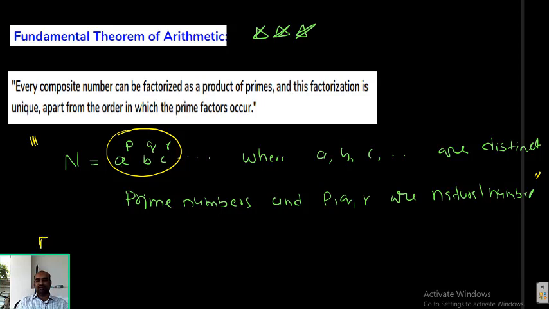For example, just now explained, 108 can be written as 2 square into 3 cube. 2 and 3 are two different prime numbers, and their exponents are natural numbers. Actually in this example, exponents are also prime numbers, but don't think that exponents will always be prime numbers, that is not correct. Exponents are natural numbers. For example, 18 is given. So what can I write? 2 into 3 square, or 2 power 1 into 3 square, I can write here.